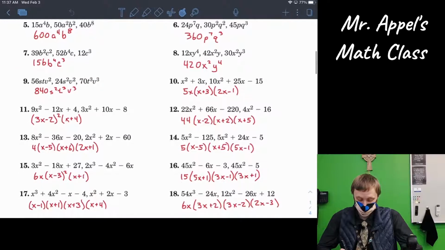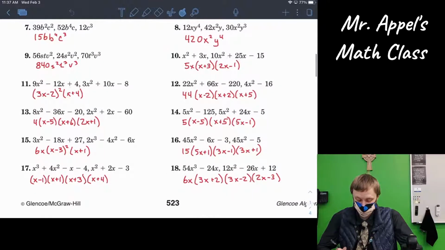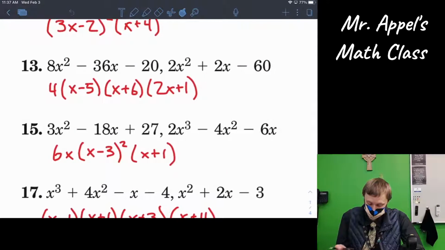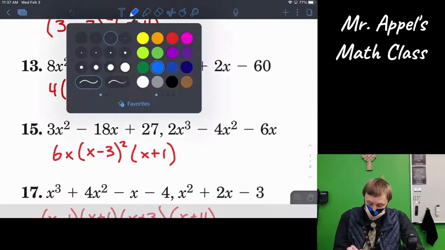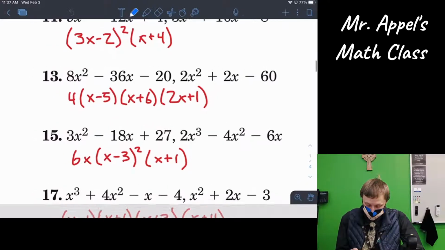From 10 onwards, you had to factor them out yourself first. Can you do 15? Sure. Let's zoom in there and use a fresh color. So first we want to factor.